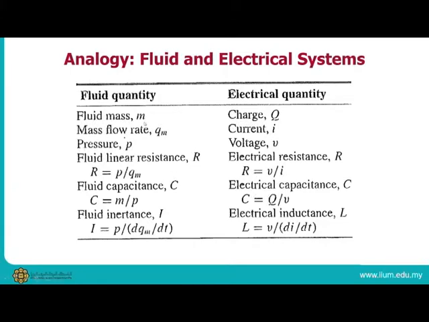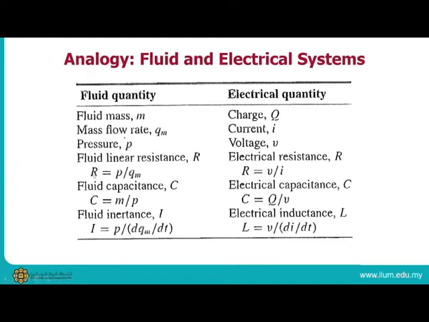If you do the analogy between the fluid and electrical systems, for the fluid system you have the fluid mass, which in electrical is equivalent to a charge. The mass flow rate is basically a current. Then pressure is equivalent to voltage. Then resistance is the same as electrical resistance, but the formula is different, right?